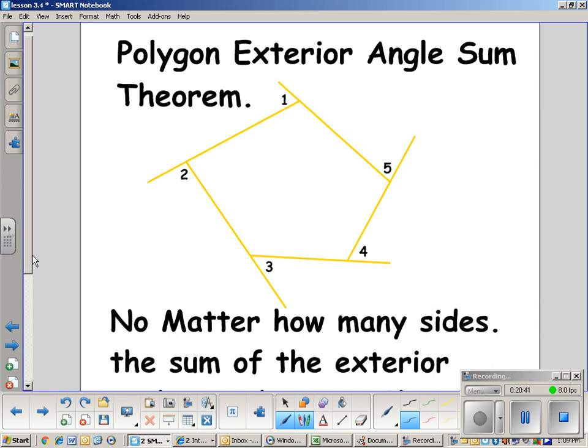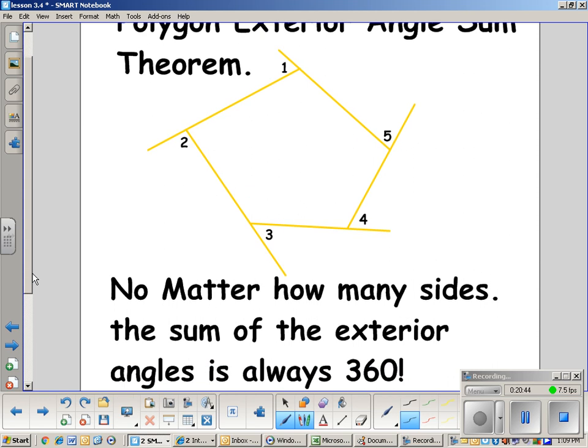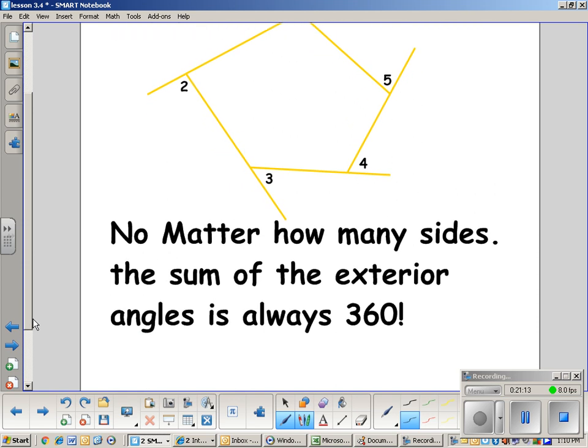And this isn't worded exactly like you'll find it in the book. Like it says, no matter how many sides, the sum of the exterior angles, I should have said of a polygon, is always 360 degrees. What about a triangle? Same thing. No matter what the number of sides are, the exterior angles always add up to 360. Always. No matter how many sides. You name the number of sides, the exterior angles will add up to 360. Okay?